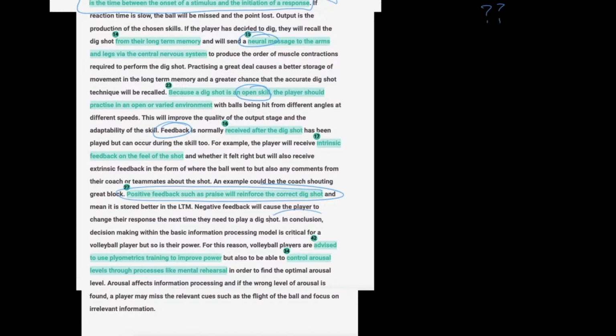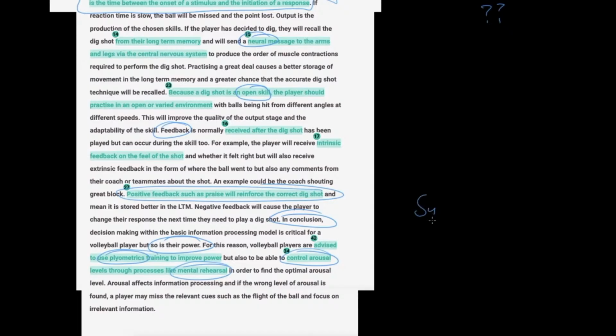In conclusion, notice I'm concluding, decision-making with basic information processing is critical for a volleyball player, but so is their power. So it's not just about information processing. For this reason, volleyball players are advised to do plyometrics training to improve power. They can also control arousal through mental rehearsal. See, I'm just linking the volleyball.